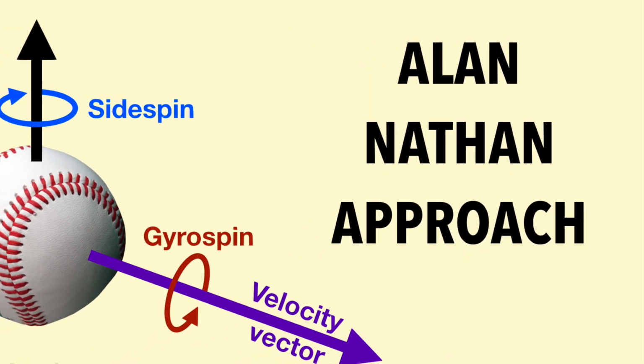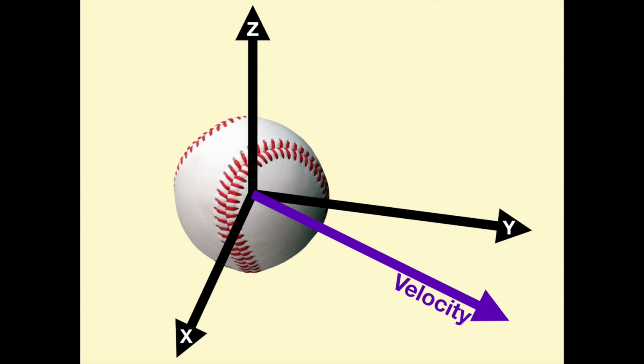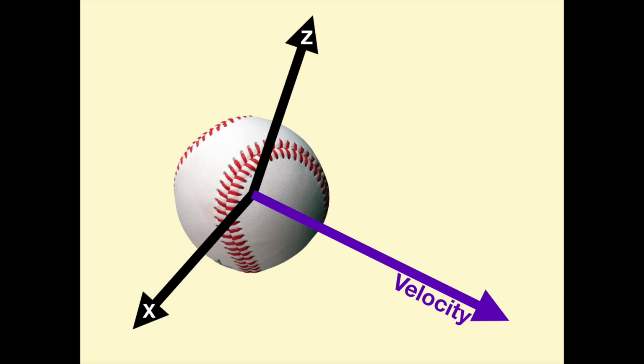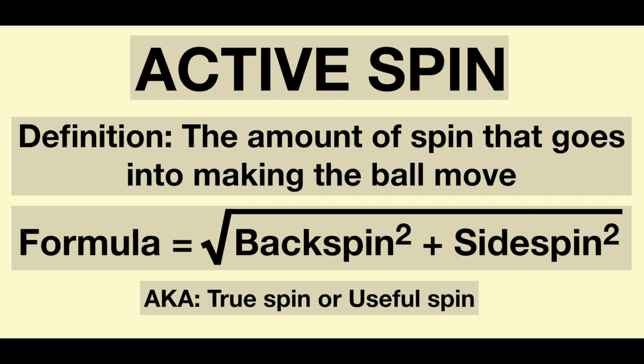The second approach is similar, but instead of the axis being set in its surroundings, the Allen-Nathan approach is relative to the ball's trajectory. It basically takes the previous approach and rotates it so whatever would have been the y-axis is then parallel to the velocity vector. The spin components would be backspin, side spin, and gyro spin. This approach has two advantages. First, it helps you think in terms of active spin. Also known as true or useful spin, active spin is the amount of spin that actually goes into making the ball move. Gyro spin does not make the ball move, but backspin and side spin do. So take the Pythagorean sum of backspin and side spin, and voila, you've got active spin.